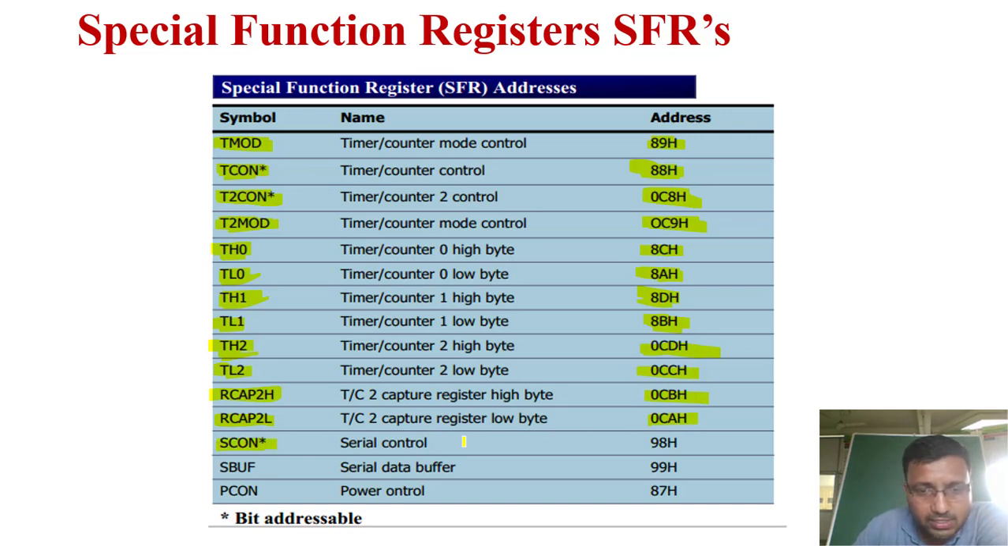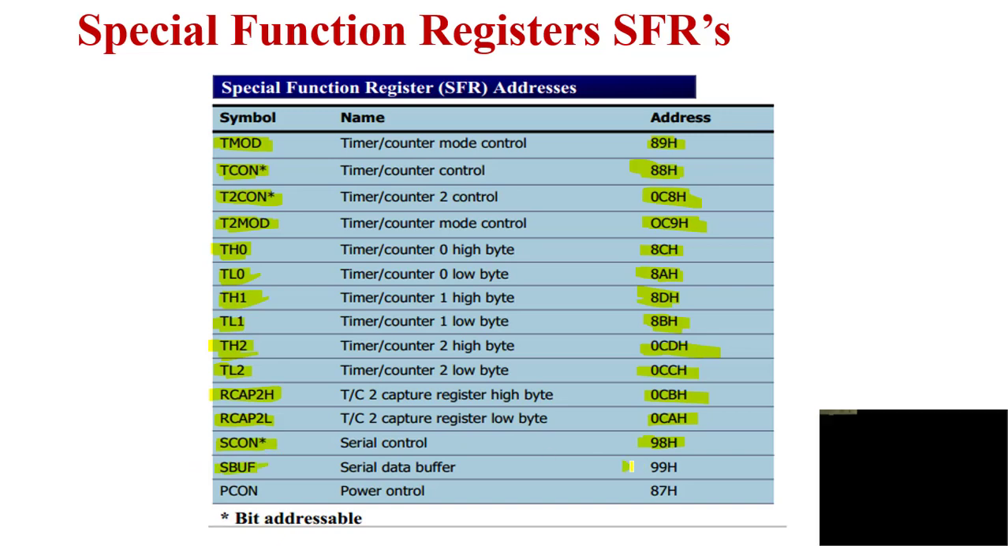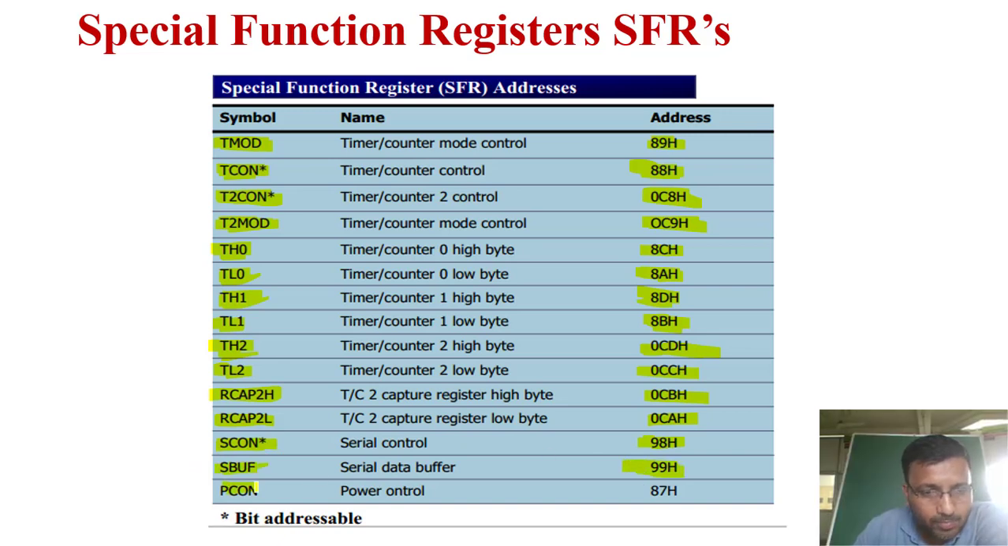SCON is the serial control register, located at 98H. SBUF is the serial buffer register, you can read the buffer from 99H. And PCON is the power control register. Different power modes are there, that is idle mode, run mode, sleep mode, so we can control those with this particular register, and that is located at 87H.